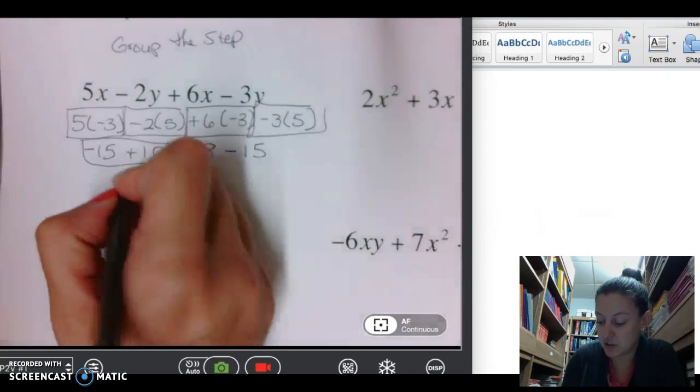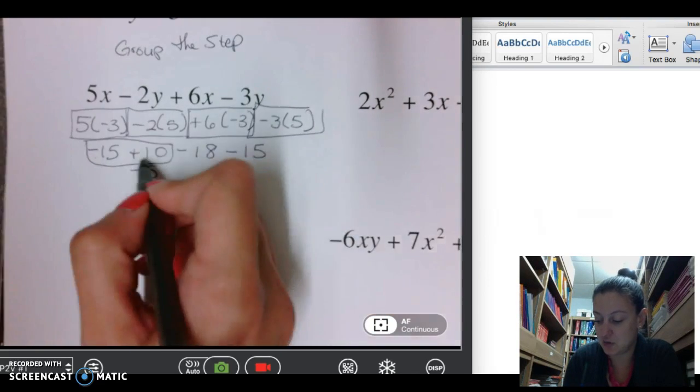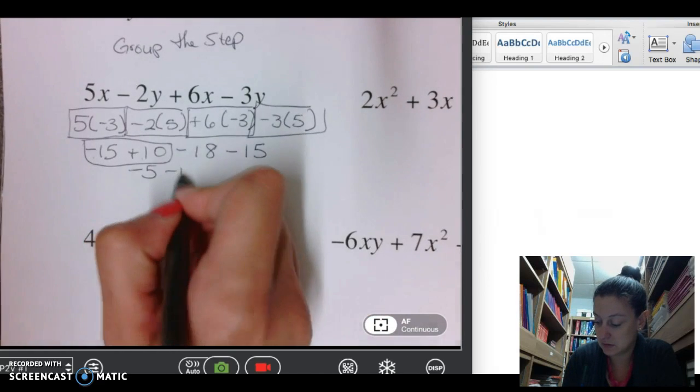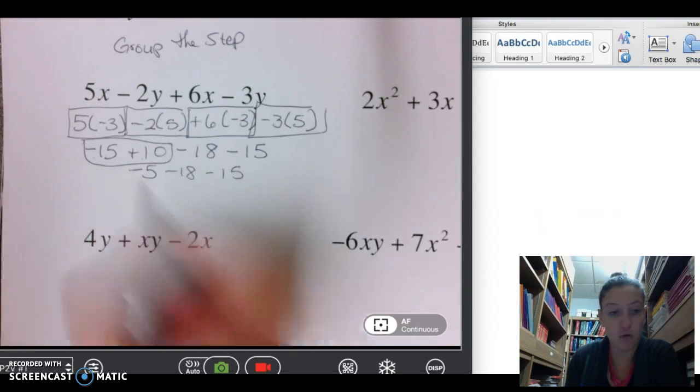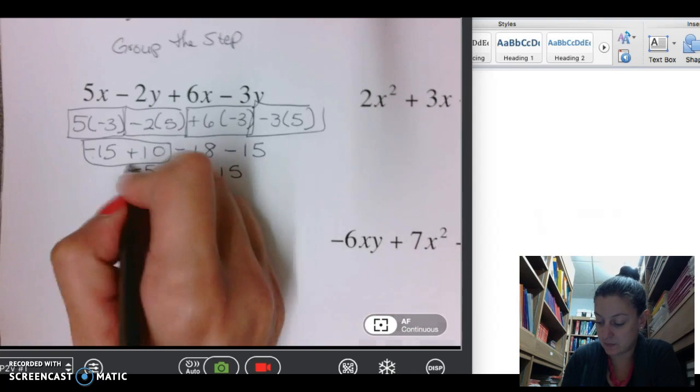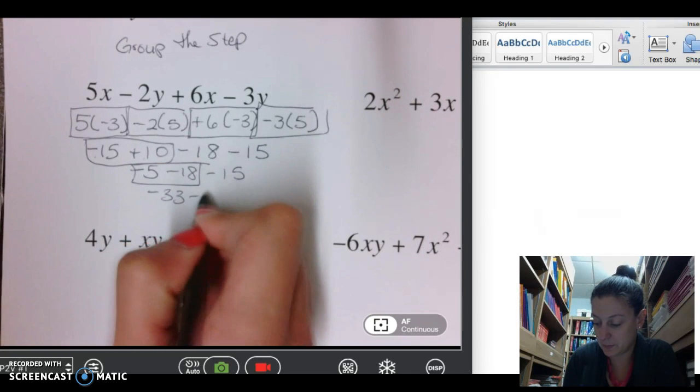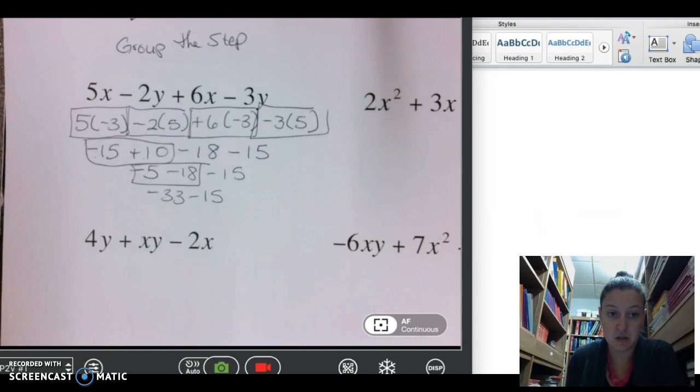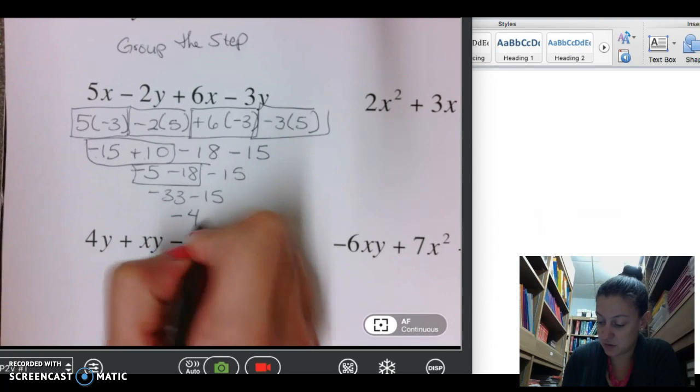This is where you really want to go step by step now. You owe 15, you get 10. You owe 5, you owe 18. That means you owe 33. You owe 33, you owe 15. That means you owe 48.